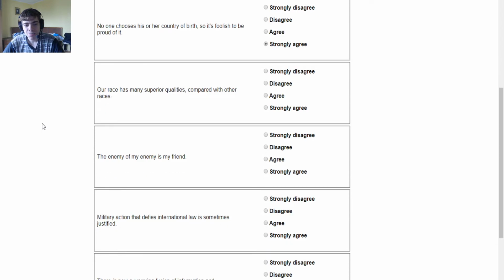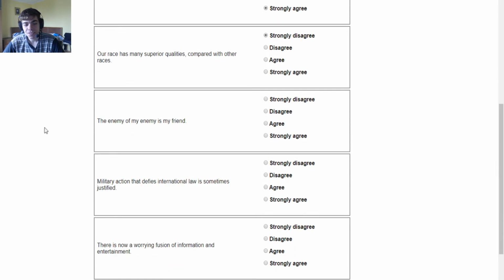Our race has many superior qualities compared to other races. I mean, are you comparing the human race with other animal races? I mean, yes, maybe. I don't know. Yeah, we have superior intellect over, I don't know, fish, but they can swim underwater and we can't unless we use submarines. So yeah, I would strongly disagree on that.